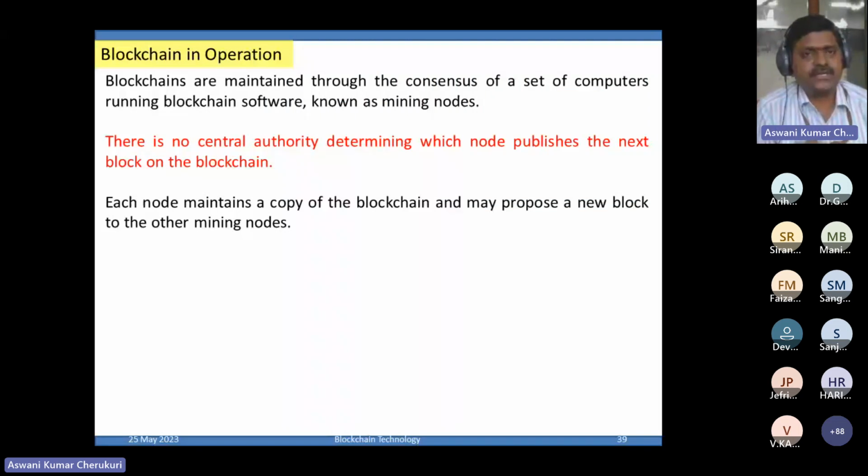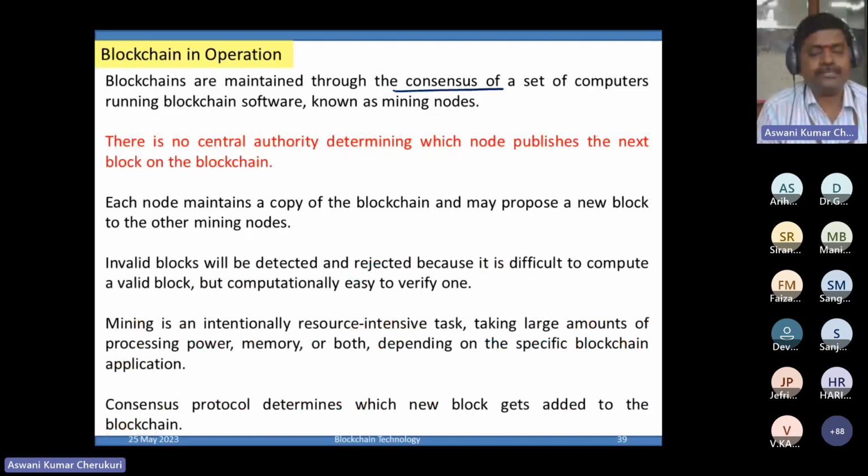Who creates the block? You said node 0, node 1, node 3, node 4. Suppose I have 10 nodes, who creates the block? Creation of the blocks happens with the help of consensus among the nodes. All of them should agree, or at least the majority of them should agree, for the creation of the block. Imagine if invalid blocks are created, they will be detected and rejected. You call it an invalid block when you have an invalid transaction.